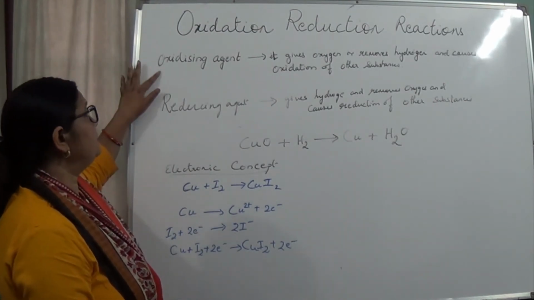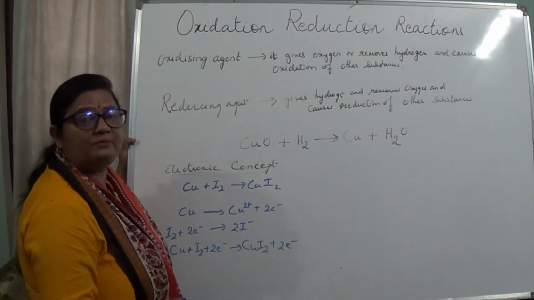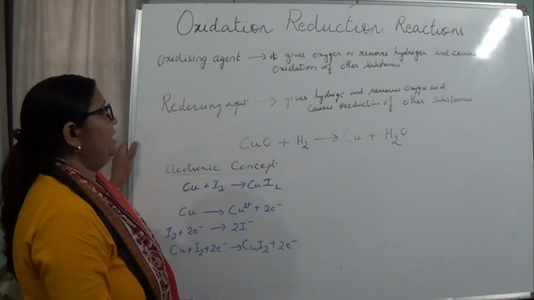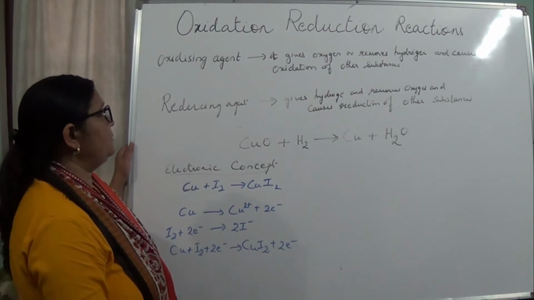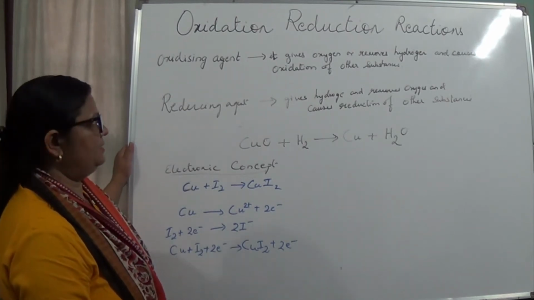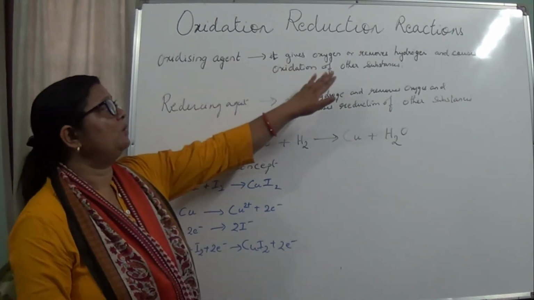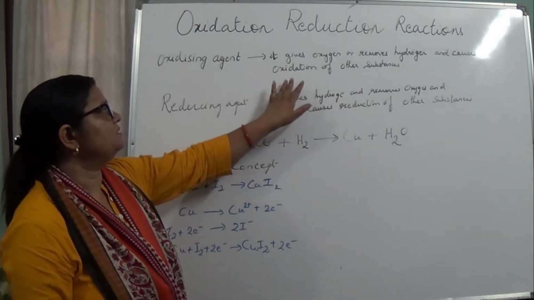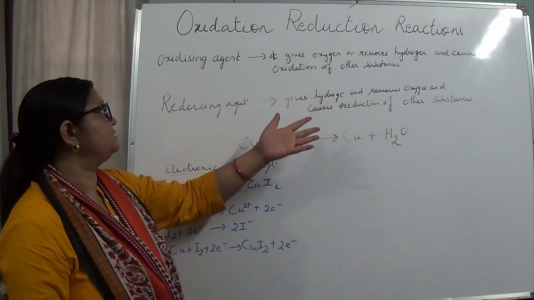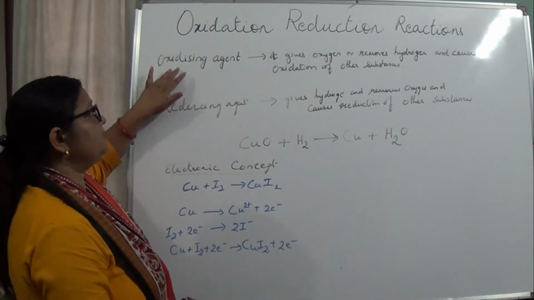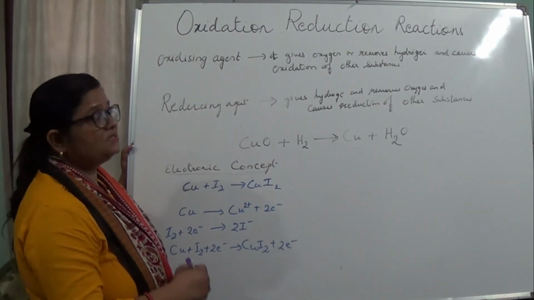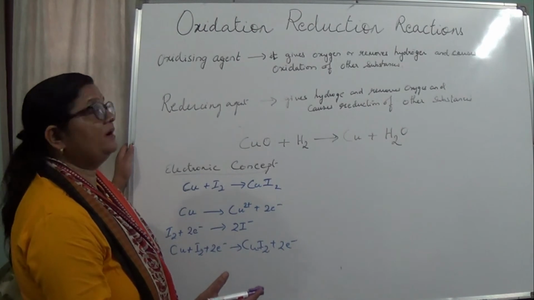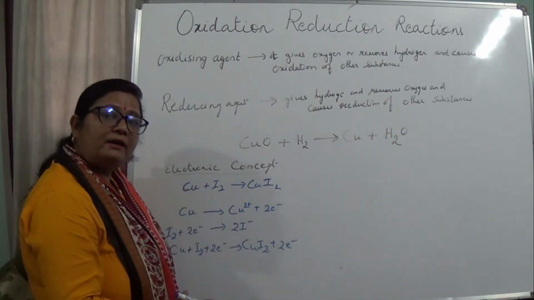Now, what is an oxidizing agent and what is a reducing agent? The name itself suggests it. If an oxidizing agent reacts with any other substance, it will oxidize it. It gives oxygen or removes hydrogen and causes oxidation of other substances. So oxidizing agents oxidize other substances, but they themselves get reduced.